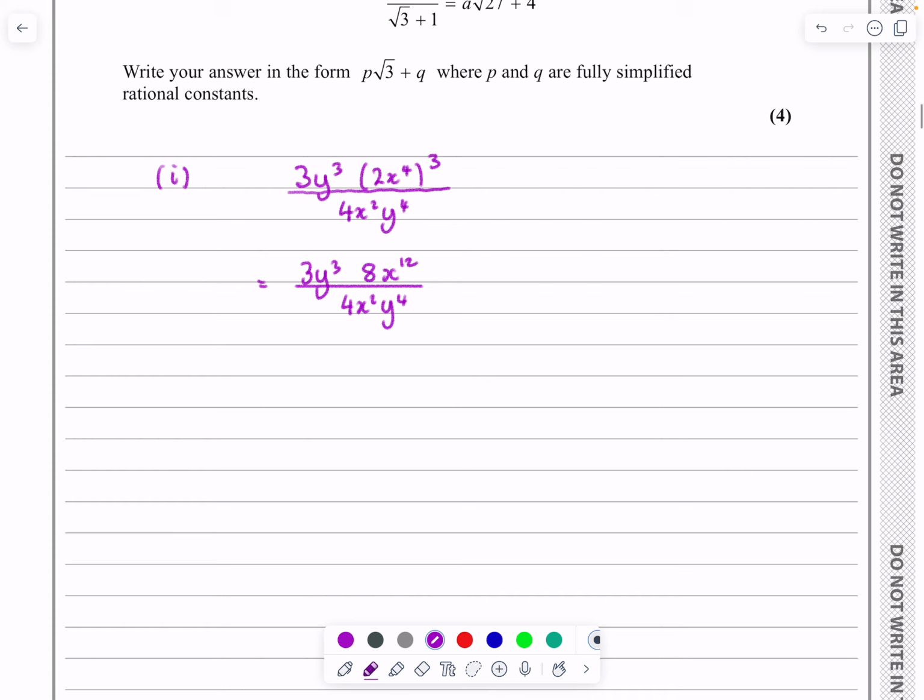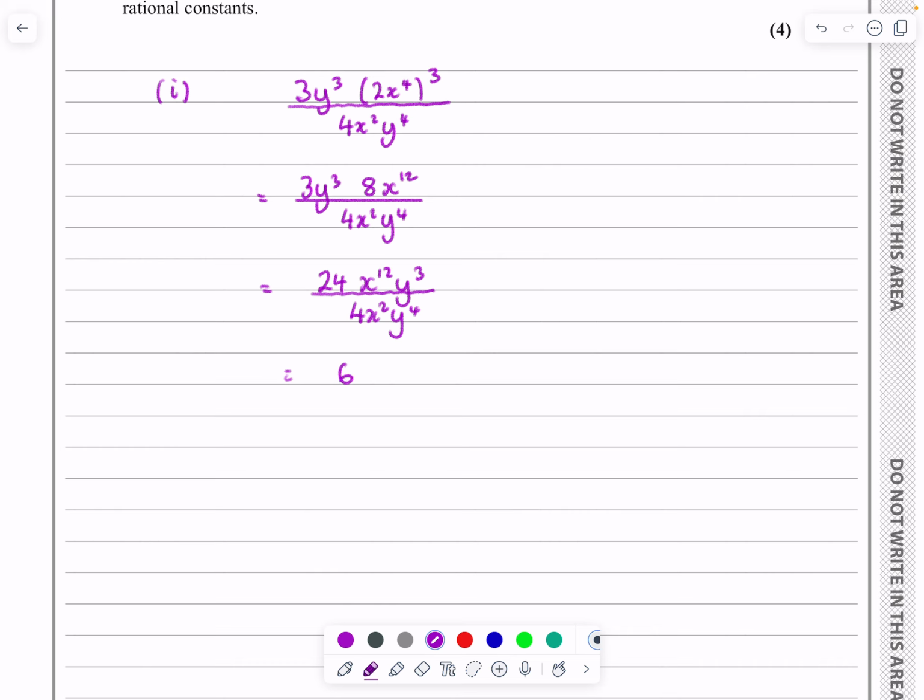And then it's just how many steps you want to do here. I'll do one more. So I'll say that's 24 with the numbers. I've got x to the 12 y cubed, all divided by, I've not done anything with the bottom, 4x squared y to the 4. And then 24 divided by 4 is 6. x to the 12 divided by x squared is x to the 10. And we've got y cubed over y to the 4. They haven't asked me to write it in any particular way, so that seems to be the simplest way that I'm going to do that part 1. So simplify that fully. We've done that.